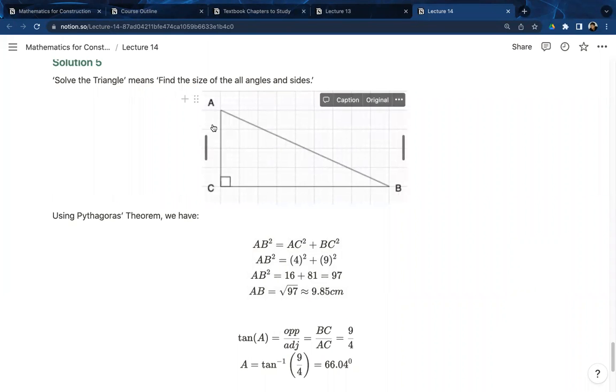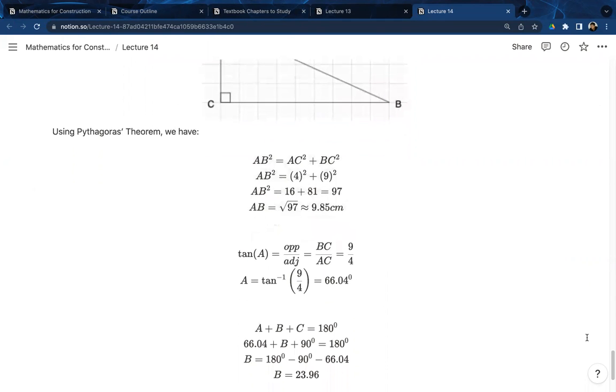So now we know A, and we know C, we can find B. Just, A plus B plus C is 180 degrees. Just move things around and use arithmetic and you get what B is. That's how you solve a triangle like this.